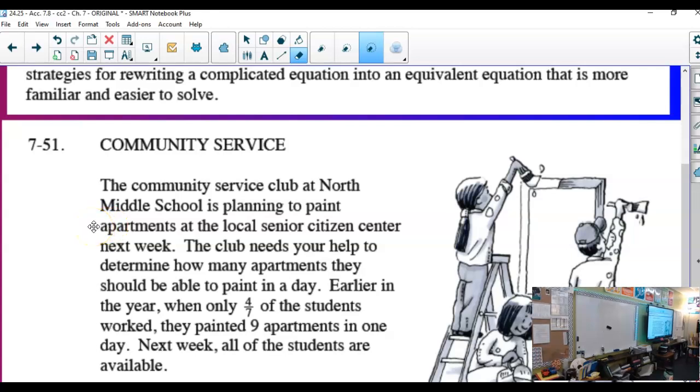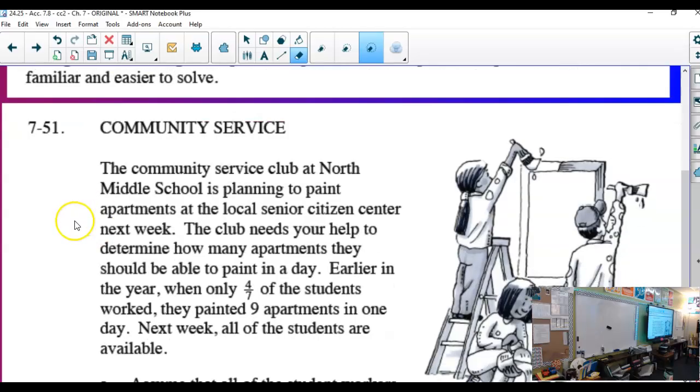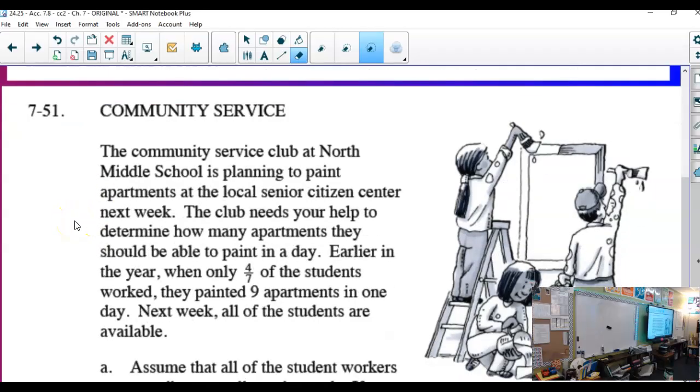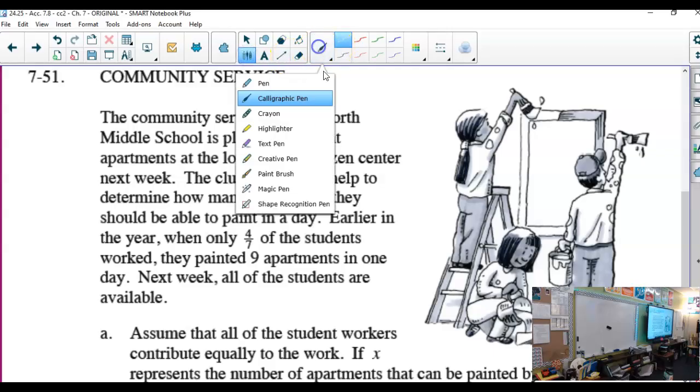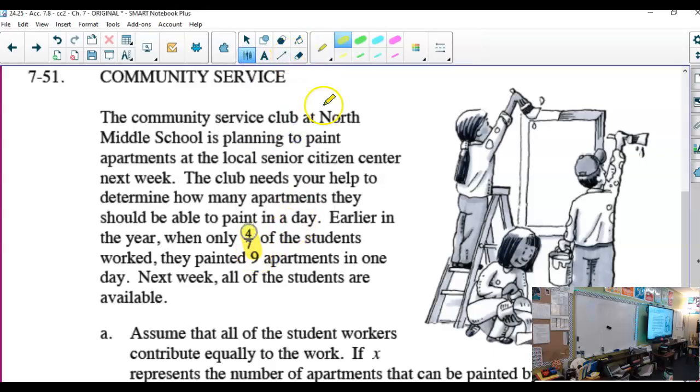Community service. The Community Service Club at North Middle School is planning to paint apartments at the local senior citizen center next week. The club needs your help to determine how many apartments they should be able to paint in a day. Earlier in the year, when only 4/7 of the students worked, they painted 9 apartments in one day. Next week, all of the students are available. Assume that all of the student workers contribute equally to the work. If x represents the number of apartments that can be painted by all of the students in the club, use a multiplier and your understanding of scaling to represent the situation as an equation.